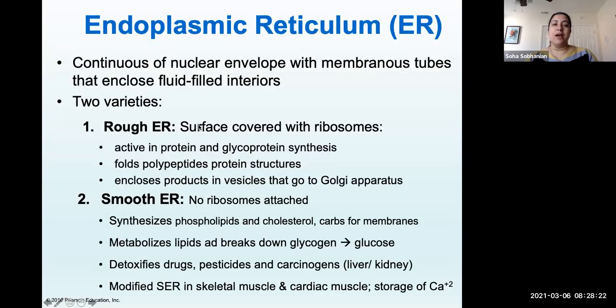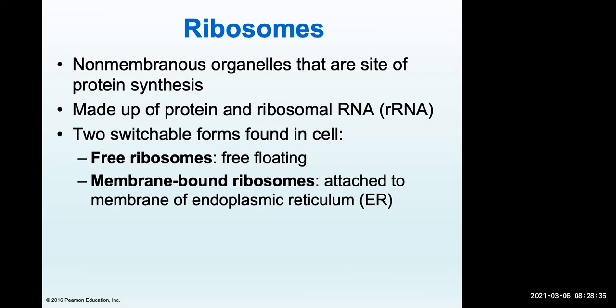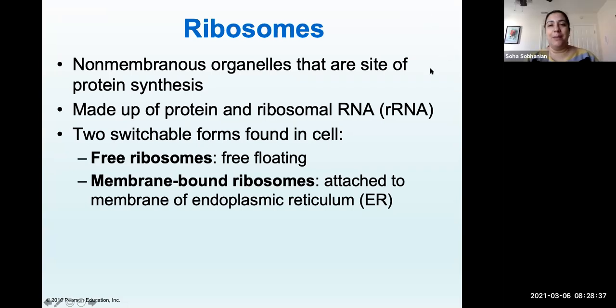So we're talking about rough ER and smooth ER, but before we go in, let me just go back to what ribosomes are so we can connect the ribosomes to your endoplasmic reticulum, or your ER. Ribosomes are basically made up of what we call ribosomal RNA, or rRNA, and protein. And again, if I ask you guys the question, where is the ribosome itself synthesized? What would you say?